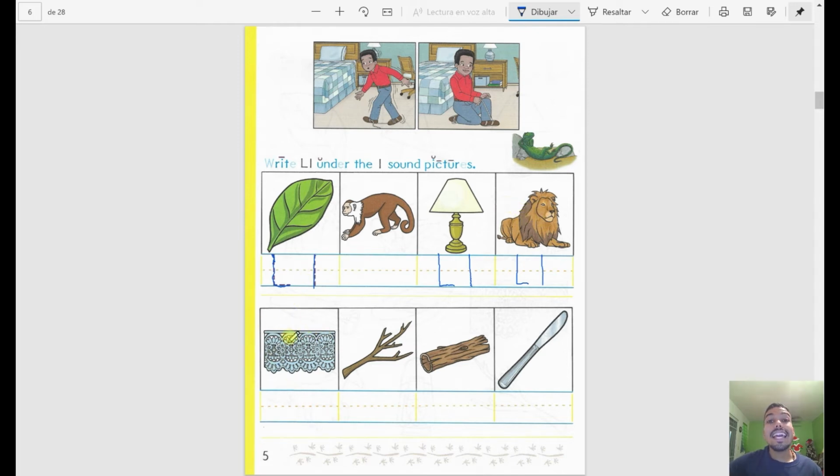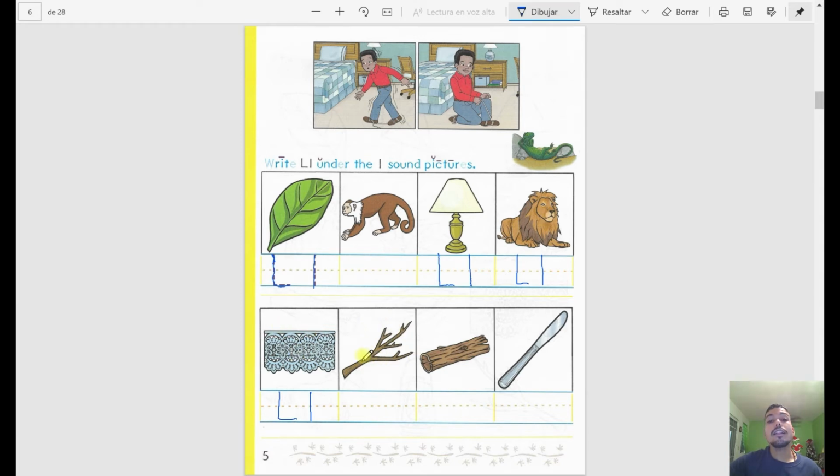The next one here. This is a lace. Lace. And lace has the sound L. Lace, it has the sound. Yes, very good. Lace has the sound L. So we have to write the letter L too under the lace. Very good. Muy bien.